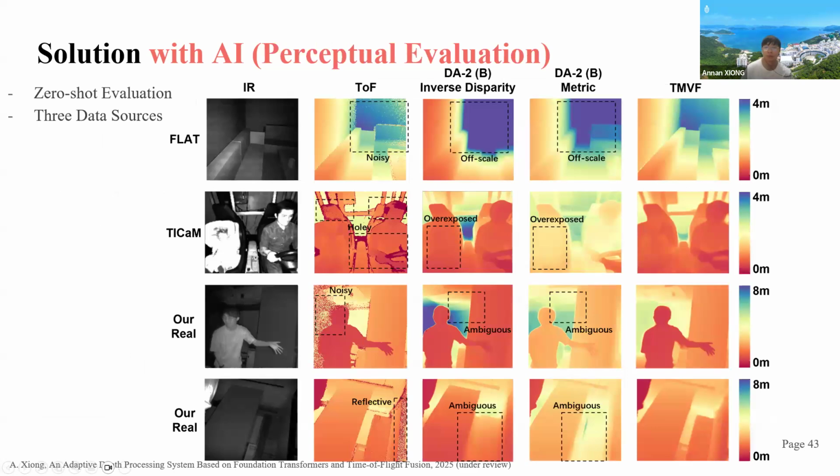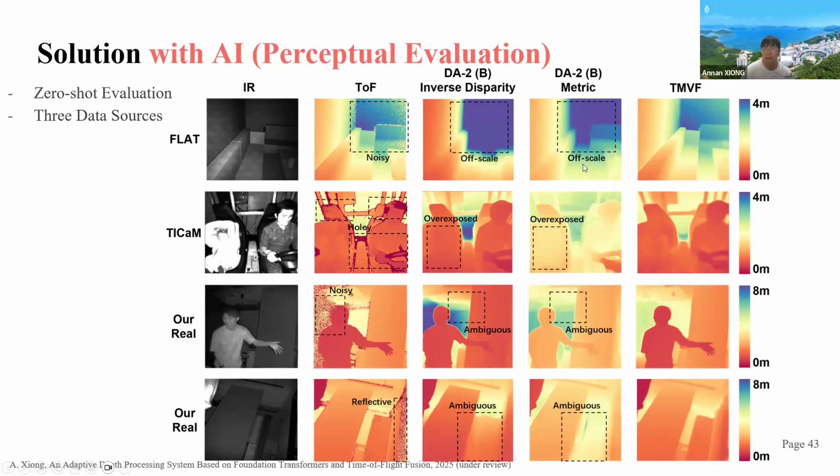Let's look at the perceptual evaluation. This is a zero-shot evaluation from 3 different data sources. It includes the FLAT dataset, the TICAM dataset, and the real data collected by us. Actually, the real data from us is the most challenging one because I intentionally chose the hardest ones. As you can see, for all the data, we have achieved very good performance. No matter whether the ToF data is noisy or holey or reflective, or the MDE is off-scale, overexposed, ambiguous, or others, all the problems are solved in our method.